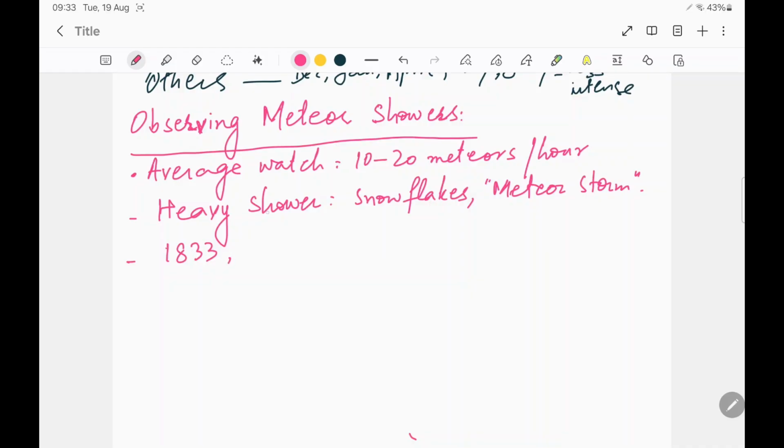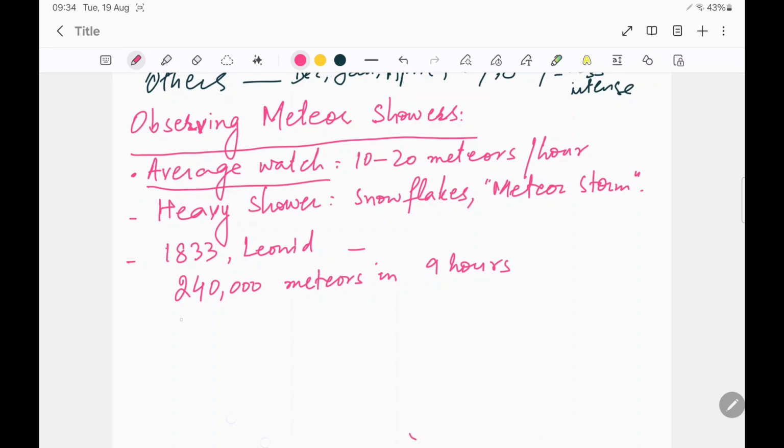In history, if we go through history, in 1833 it is said that Leonid was observed by Professor Denison Olmsted, and he estimated 240,000 meteors in 9 hours. So that is a lot if you compare it to the average meteor shower.